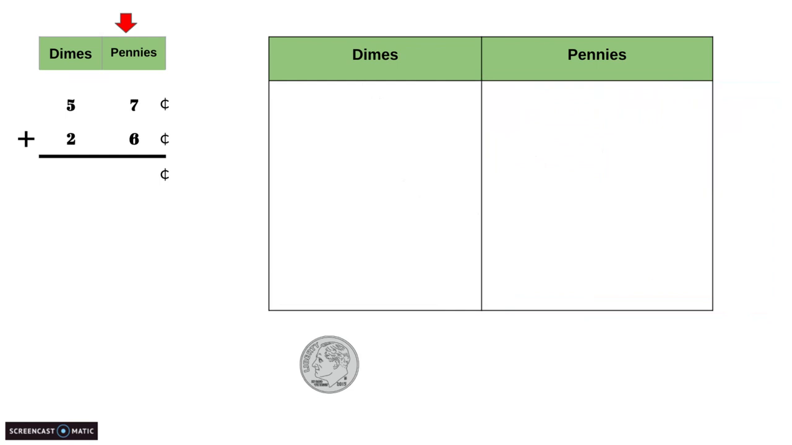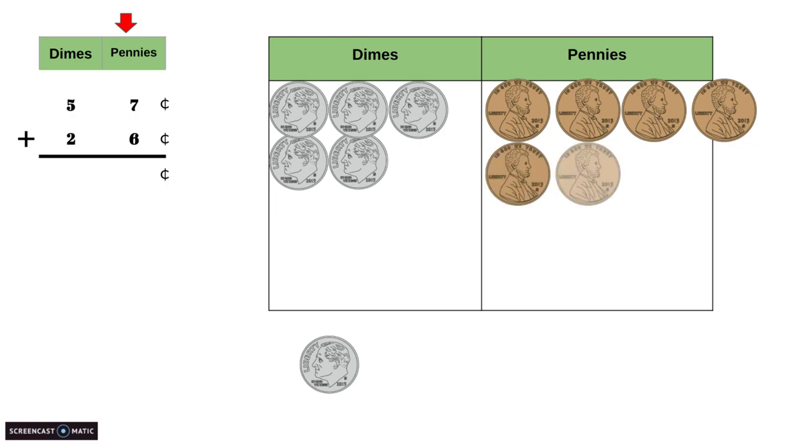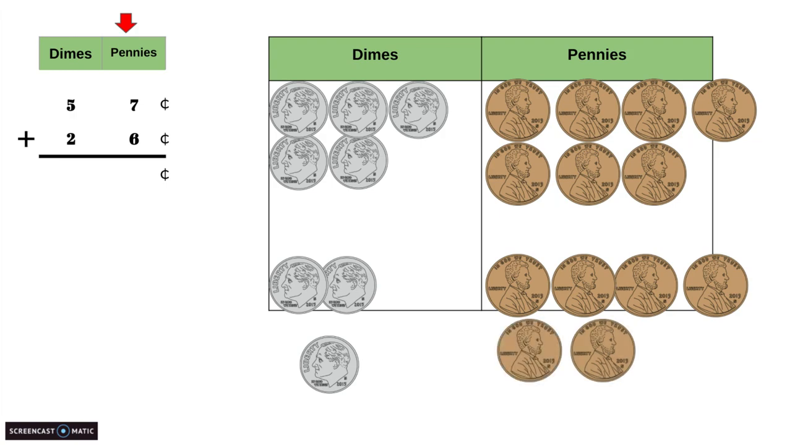Next, we have 57 plus 26. 57 has 5 dimes and 7 pennies. 26 has 2 dimes and 1, 2, 3, 4, 5, 6 pennies.